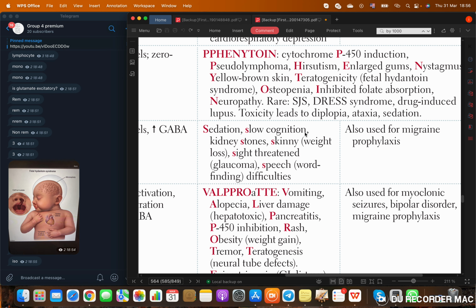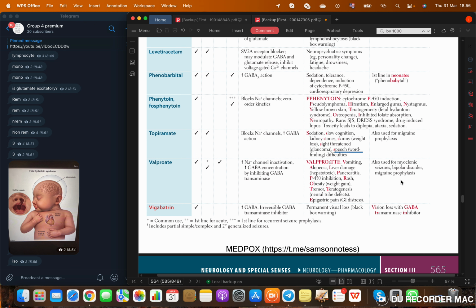Guys, even when you drink alcohol, what makes you a little bit calm? It's actually the increase in the GABAergic action caused by the alcohol. So slow cognition, kidney stones, skinny, weight loss basically because of the topiramate, and a slight threatened glaucoma and speech. So word finding difficulties. It's like this Broca type of thing. So it's also used for migraine prophylaxis.